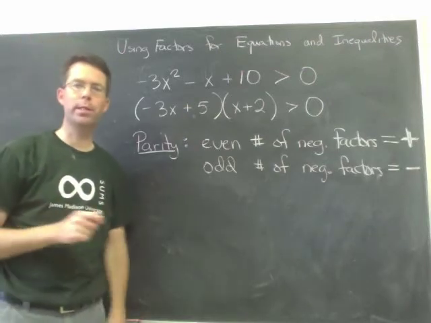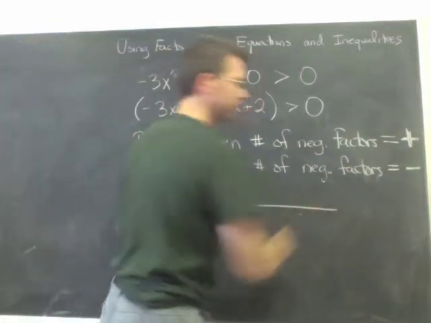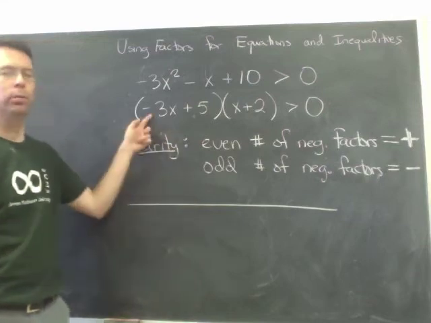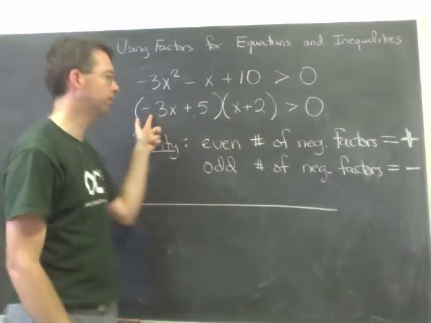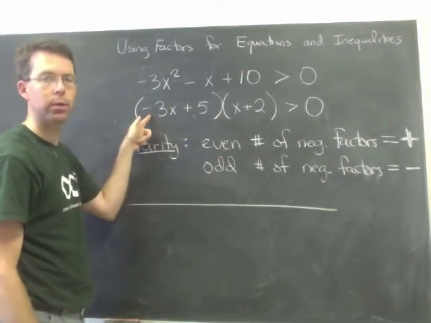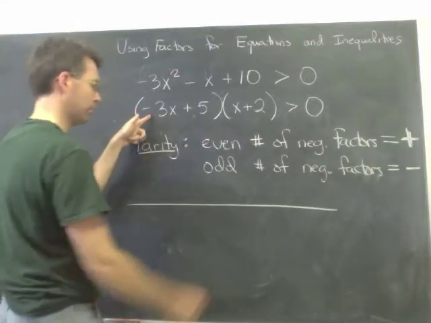One of the fastest ways to do that is to create a number line and to mark down all of the points that we found for the equation, in other words, where it equals 0. Let's see if I can remember, this first factor was 0 at x equals 5/3.